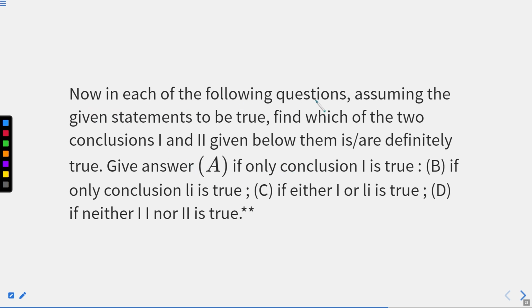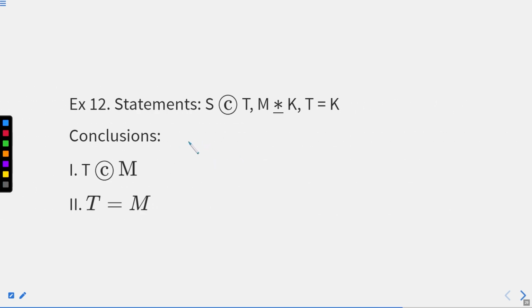Now, for each of the following questions, assume the given statement to be true. Find which of the two conclusions given, either conclusion 1 or 2, is true or not, right? So for every question, you have a first and a second conclusion. Now you have to check whether the statement and the conclusion are obeying or not. For that, first replace all the symbols with the required operation, that is, the mathematical operation, right? Then you will get closer to your answer.